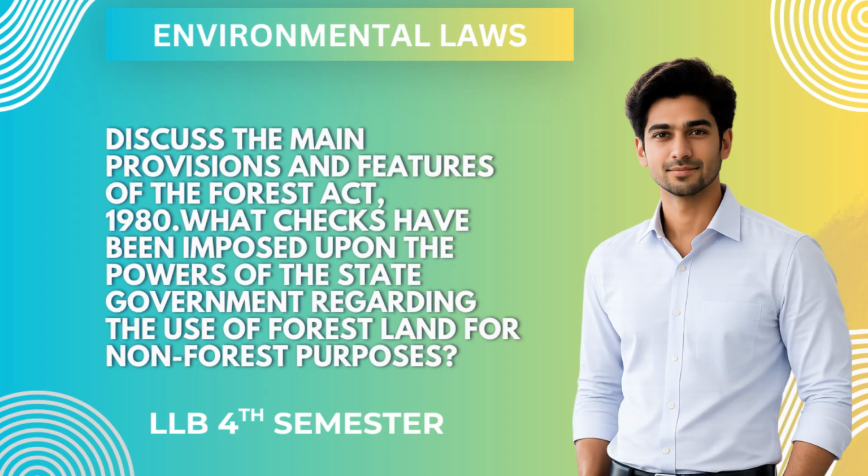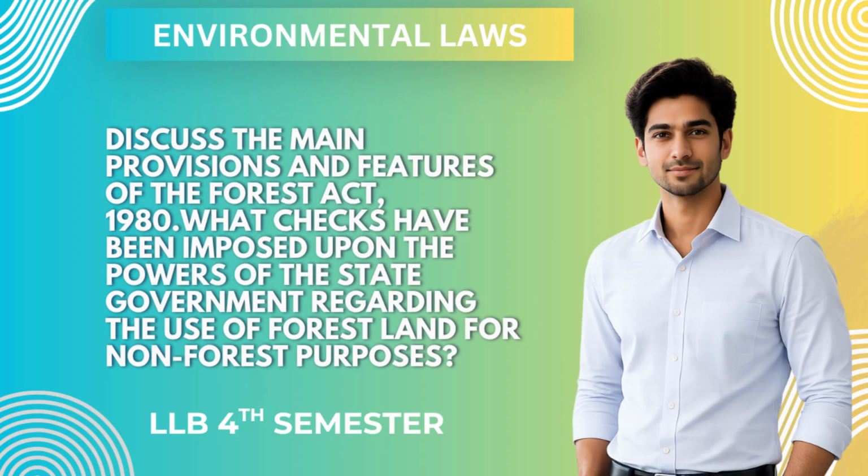Main provisions and features of the Forest Conservation Act 1980. 1. Conservation of forests. The main objective of the Act is to protect forests and prevent unnecessary destruction of forest land. It aims to maintain ecological balance and conserve biodiversity. 2. Prior approval of the central government. The most important feature of the Act is that no state government or authority can use forest land for non-forest purposes without obtaining the prior approval of the central government.